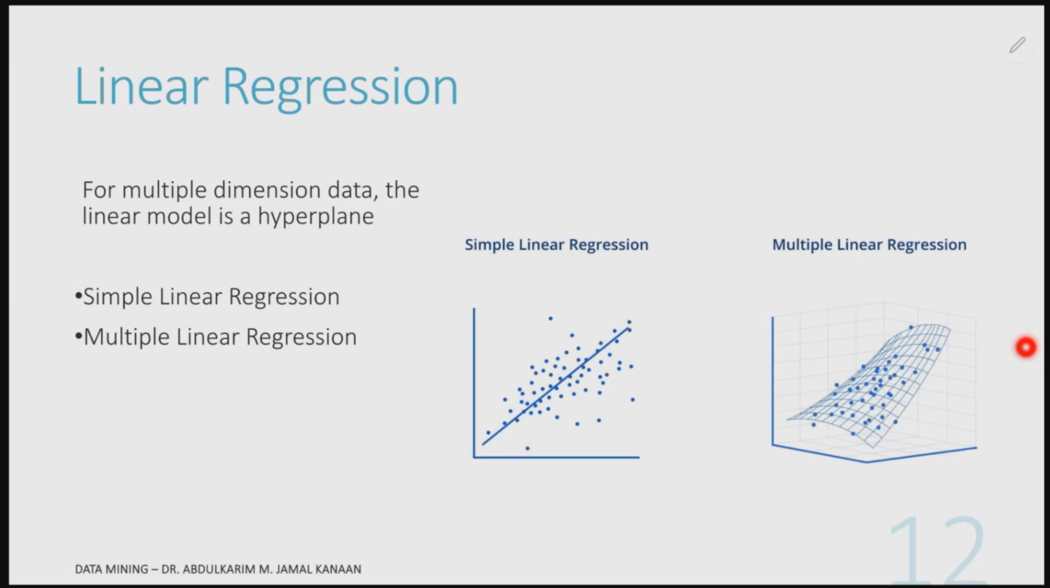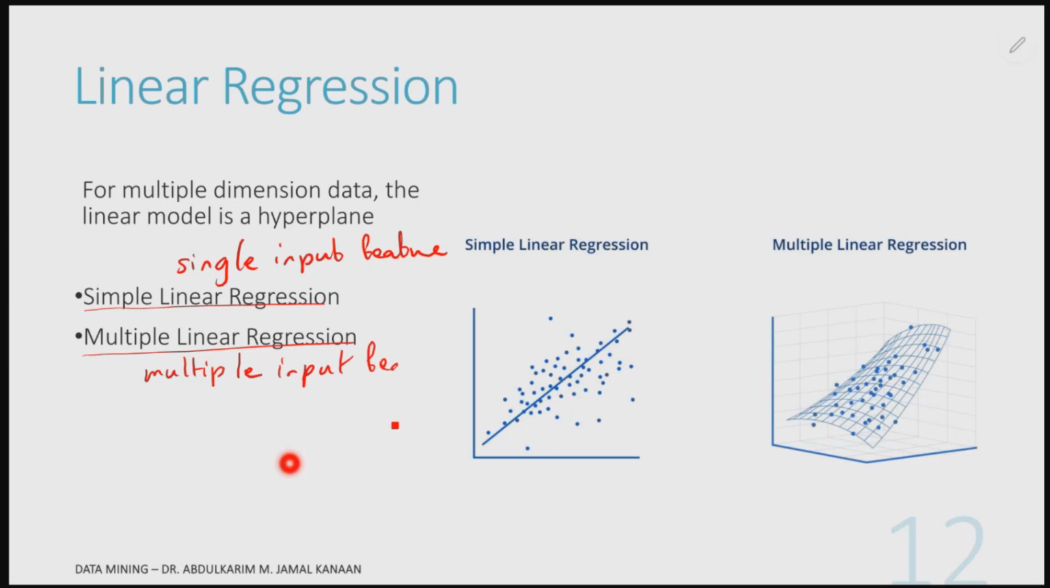Now, regression also has two types: simple linear regression and multiple linear regression. Simple linear regression is where you have one single input feature. Multiple linear regression is where you have multiple input features. So this is an example of multilinear. We have more than one feature: this is, let's say, x1, this is x2, this is y, while here we have only x1 and y, simple linear.